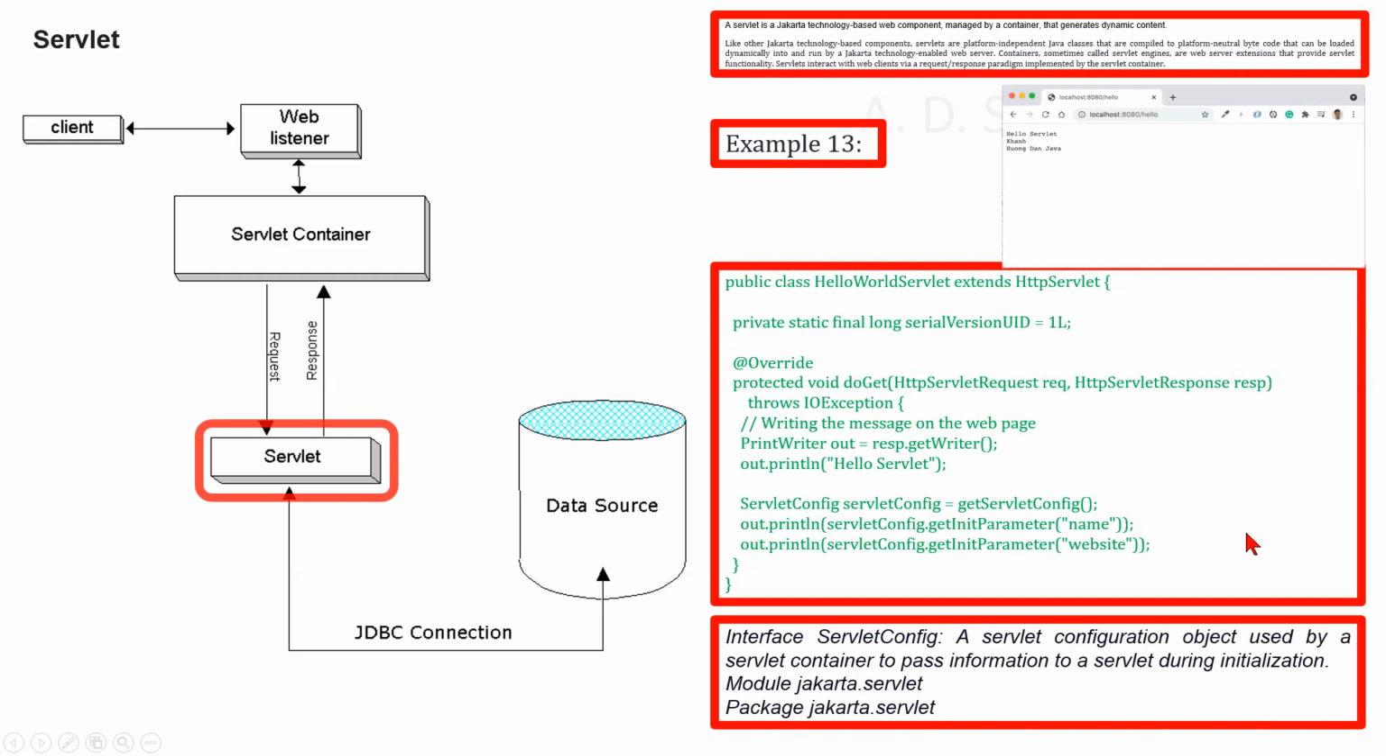In this example we can consider the interface ServletConfig, a servlet configuration object used by the servlet container to pass information to a servlet during initialization. Here it is writing the message on the web page.